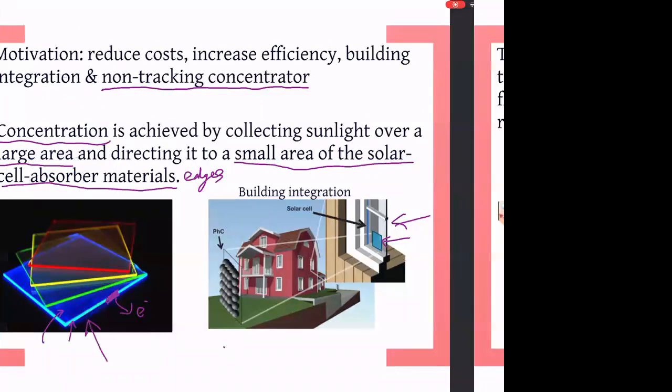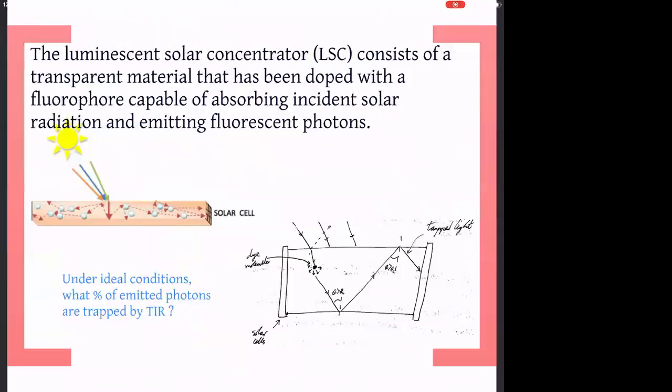Okay, now let's try to understand this a little bit better. The luminescent solar concentrator, we will refer to this as LSC, consists of a transparent material, which is this orange stuff here, that has been doped with a fluorophore or multiple fluorophores capable of absorbing incident solar radiation and emitting fluorescent photons. So sunlight's coming in, as you can see, and it's absorbed by these molecules that are embedded within this. And these molecules will essentially re-emit. So it will absorb these photons and fluoresce at a different wavelength, and we'll talk about that briefly.